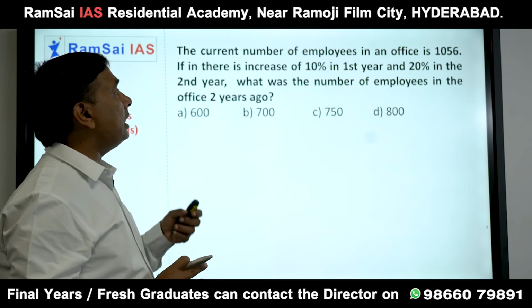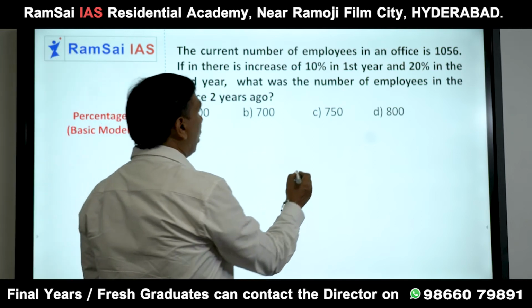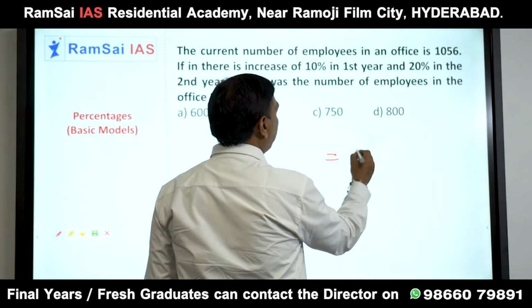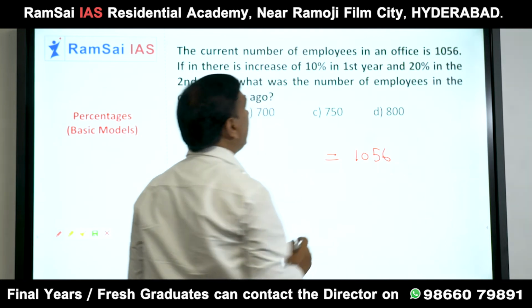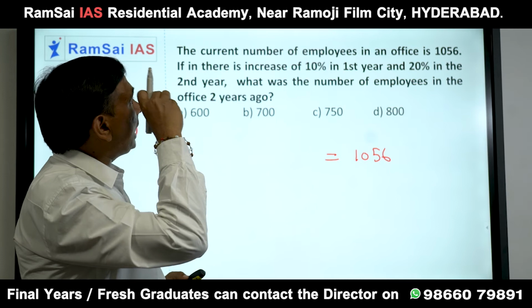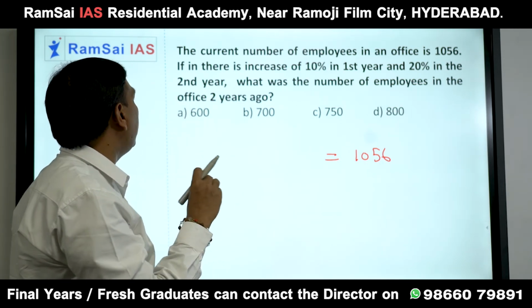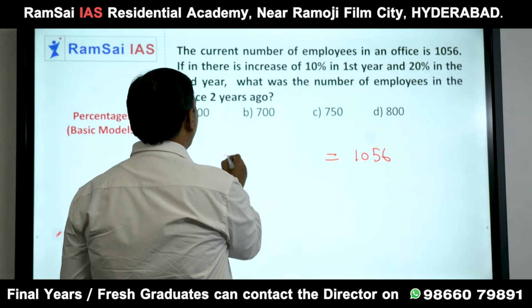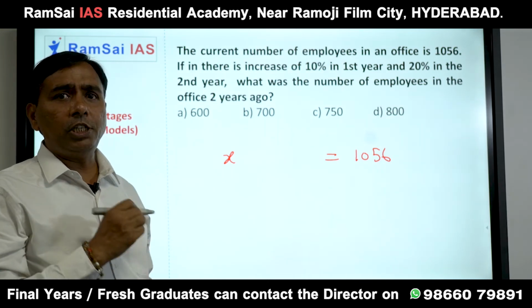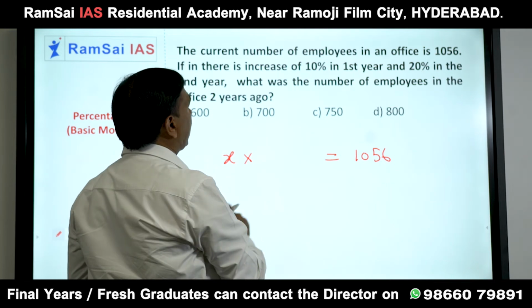If in it there is an increase of 10% in the first year and 20% in the second year, what was the number of employees in the office 2 years ago? Now he says, now it is 1056. There was an increase of 10% in the first year and 20% in the second year. What was the number of employees 2 years ago? 2 years ago, let it be x. If you don't like x, you can put it as something else also. 2 years ago it was x.